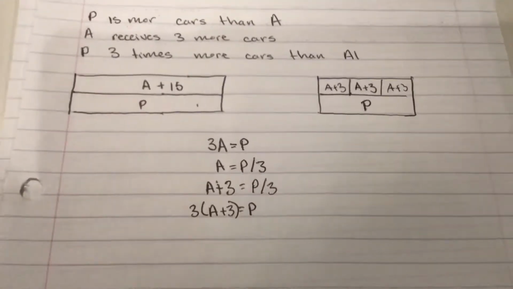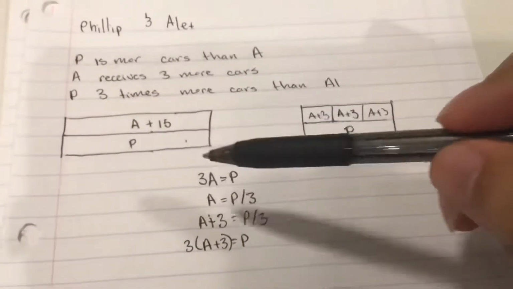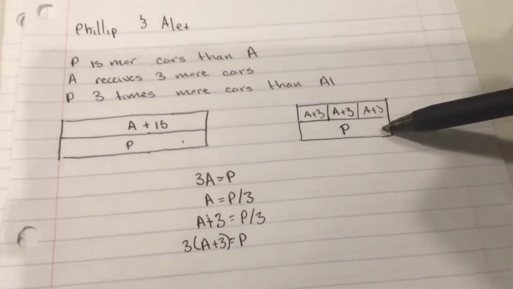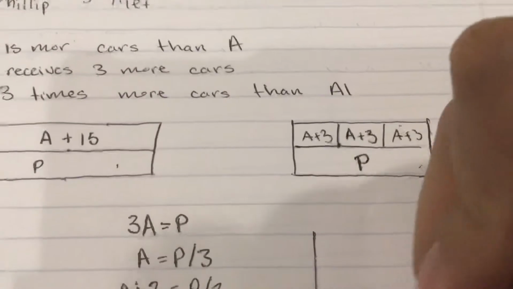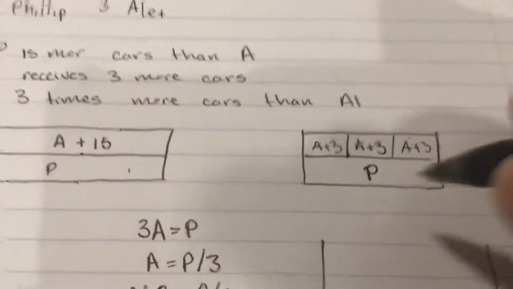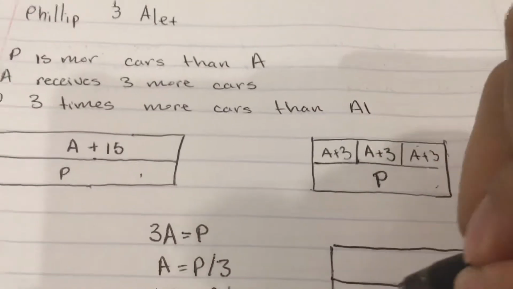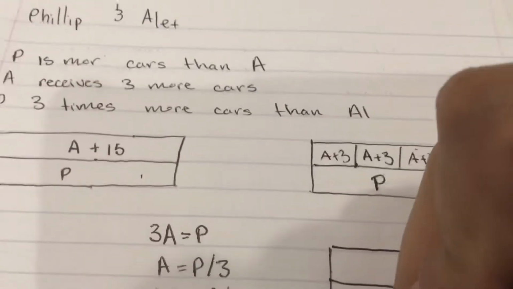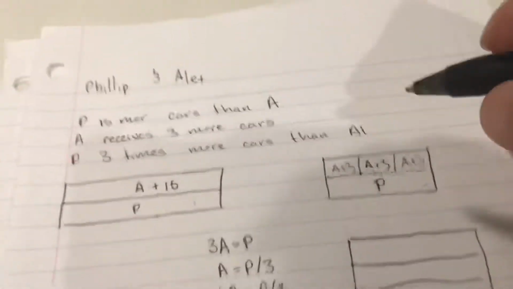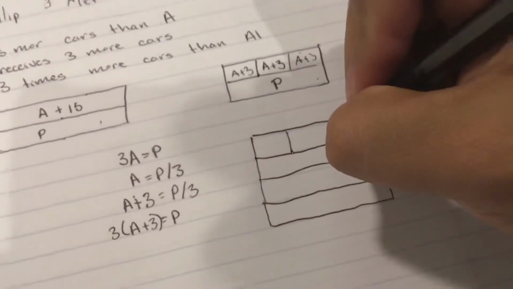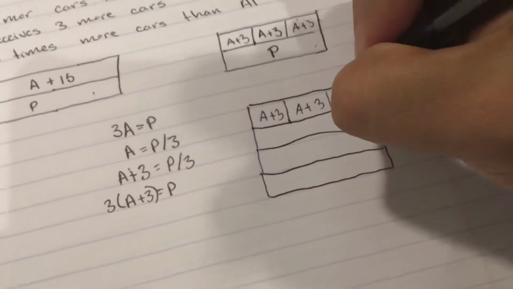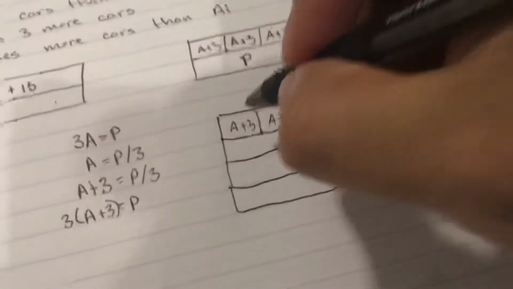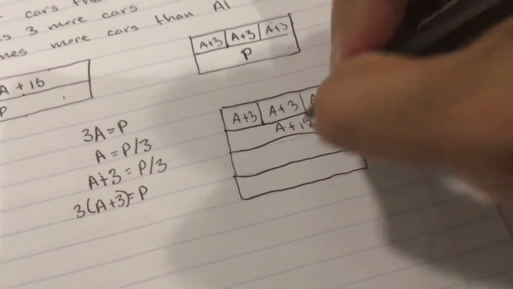And so you can see we have two strip diagrams and they both share one thing, that Philip always holds the same piece. So now what we could do is, if I was to combine them together, 1, 2, 3, 4. That'd be A plus 3, A plus 3, A plus 3, A plus 15, P, and P.